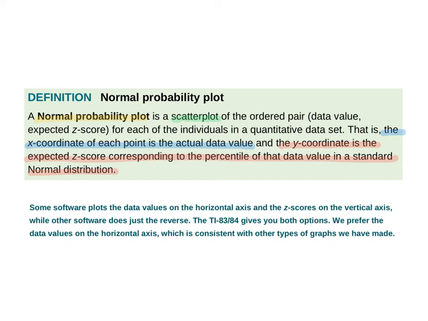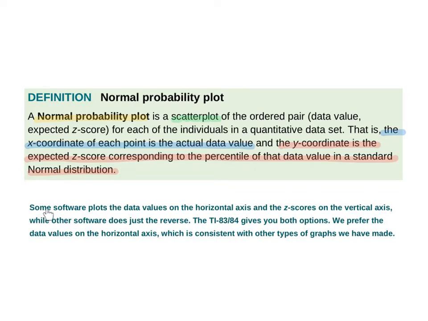Something that makes looking at whether a distribution is normally distributed easier is something called a normal probability plot. So that's a scatter plot of the ordered pair of a data value and the expected z-score for each of the individuals in a quantitative data set. That is, the x-coordinate of each point is the actual data value, so for example, an IQ score, and the y-coordinate is the expected z-score corresponding to the percentile of that data value in a standard normal distribution. So remember that normal distribution, that mean becomes 0, and each standard deviation becomes 1, -1, 2, -2, etc. So x-coordinate, actual data point, y-coordinate, z-score to that percentile within the distribution.